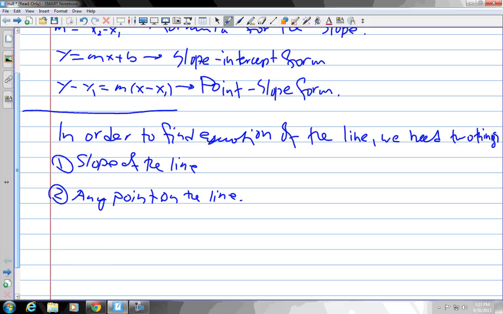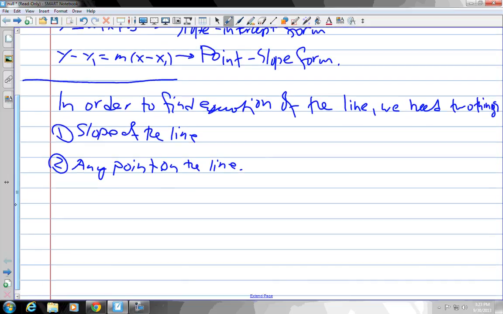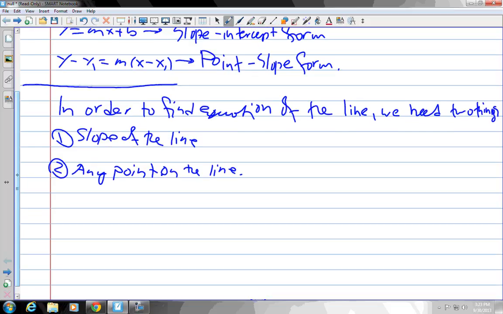There are two special cases, we'll talk about them later, when you deal with horizontal and vertical lines. Those are special. Okay? So let's just do an example.